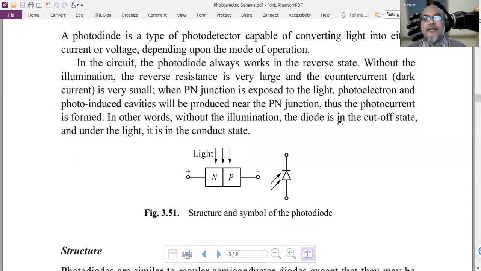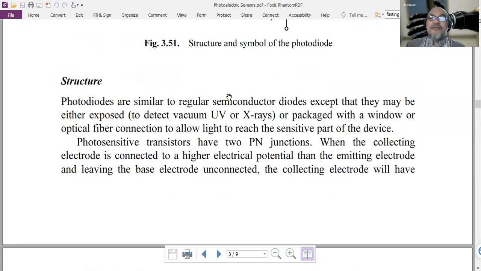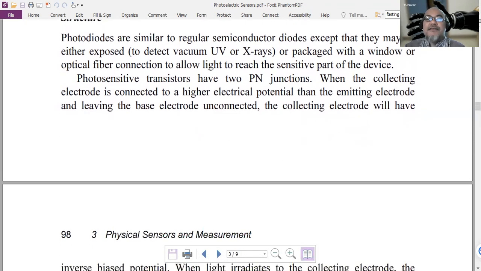In other words, without illumination, the diode is in the cut-off state, and under the light, it is in the conduct state. The symbol is usually a diode with two arrows pointing towards it, symbolizing the light. Photodiodes, similar to regular semiconductors, may be either exposed to detect vacuum UV, ultraviolet, or X-ray, or packaged with a window or inside optical fiber to allow light to reach the sensitive part of the device.